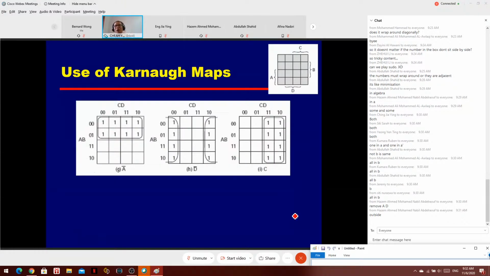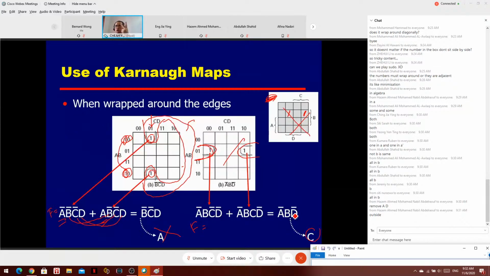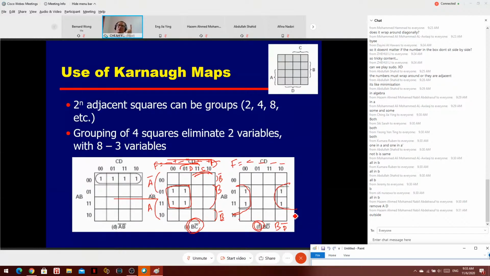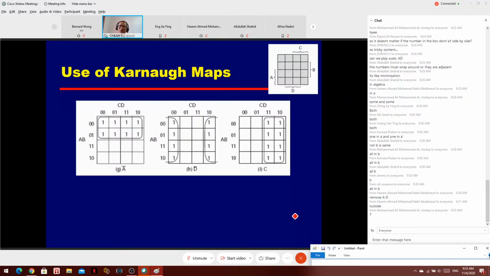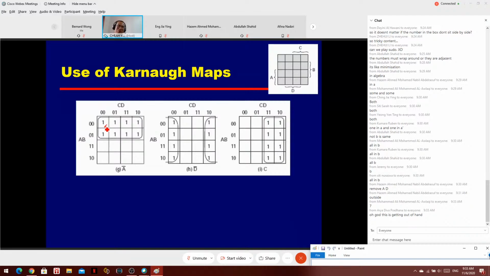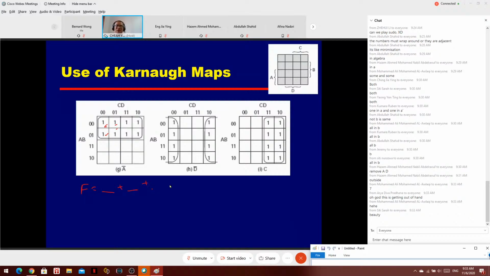What about 8 ones? Okay, so with 2 ones, we can eliminate one variable. With 4 ones, we can eliminate 2 variables. So if you have 8 ones side by side next to each other, we can eliminate 3 variables out of the 4. Wow, super power here. All right. So again, you have 8 ones, which means your function would have 8 terms. Okay, but since now all these ones are side by side, we can group them all together and then we see which variable is the problematic variable.